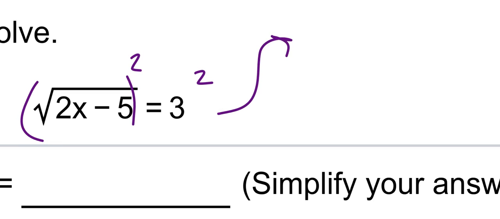Solve it, go. Come on. We squared both sides. Already done this question. Come on. Stay with me. Square both sides. 2x, so we get 2x minus 5. The radical and the square cancel.